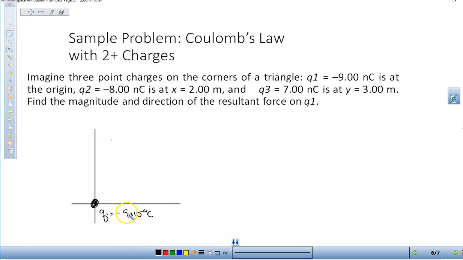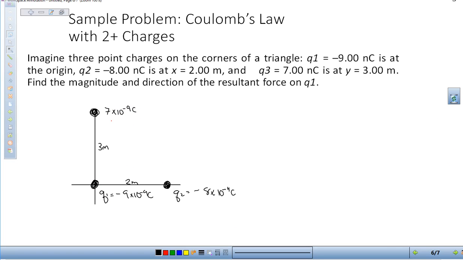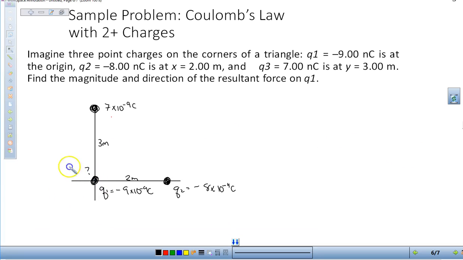So Q2 is at x equals 2 meters. So I'm going to call this Q2, which is -8 nanocoulombs over here, and the distance right here is 2 meters. And up here we're at y equals 3, so about here, a little further away, 3 meters away. And this one's a +7, like that. Okay, so the question is, what's the force on this system right here? All right, let's figure this out.